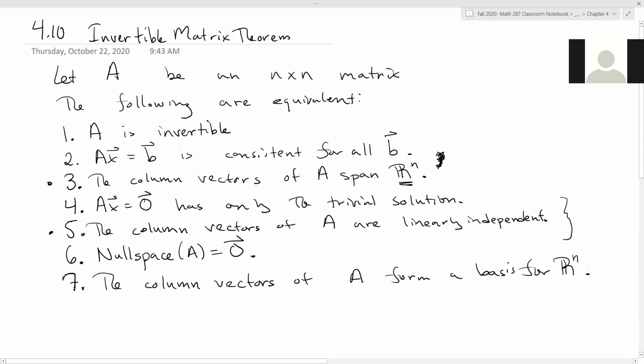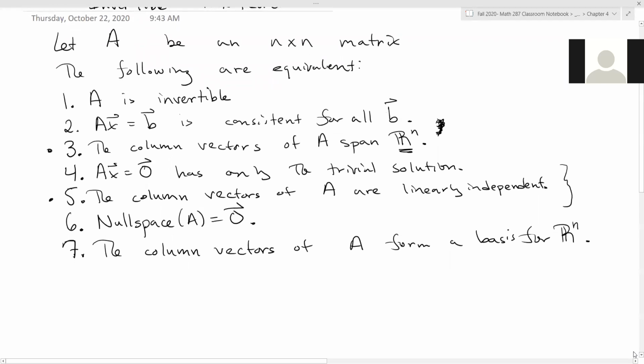So the column vectors of A form a basis for Rn. Now, if that's the case, what that means is that the column space of A equals Rn. Because if the column vectors of A form a basis for Rn, then they're going to be all of the vectors in the basis for the column space of A, and so the column space of A is also going to equal Rn. There it is.